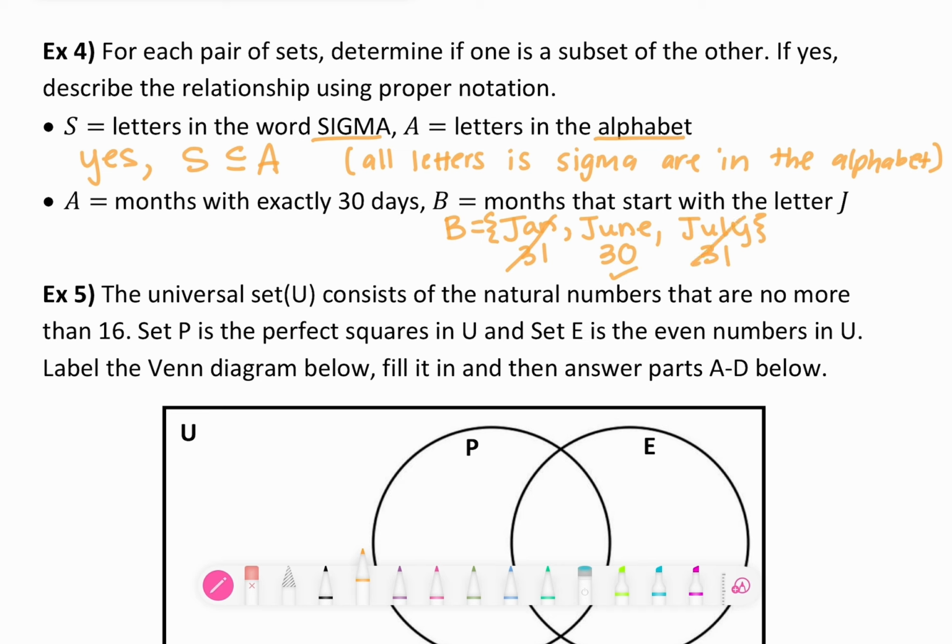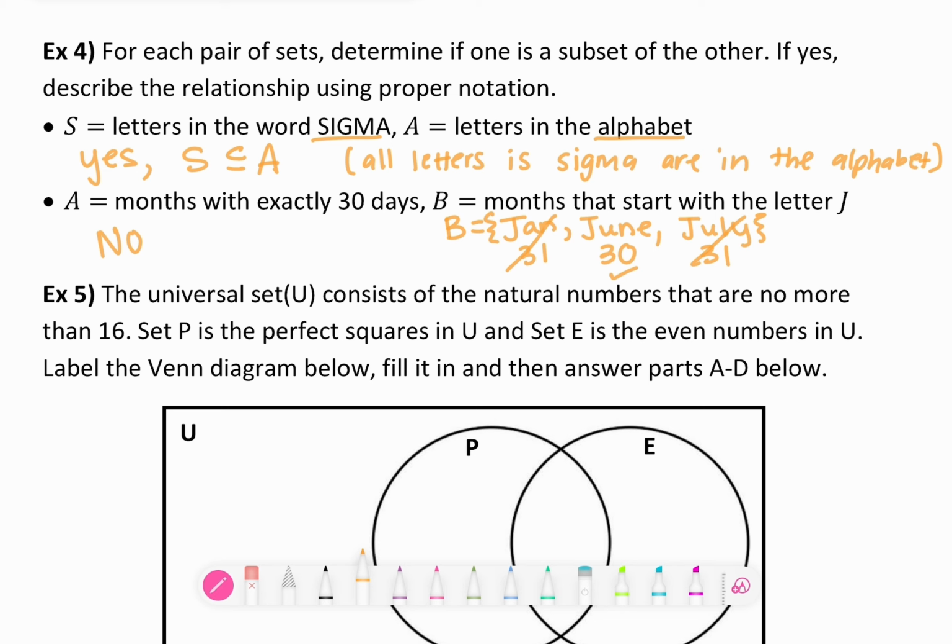That means that B is not a subset of A because it doesn't actually fit. And A can't be a subset of B because, again, that doesn't fit. The months with exactly 30 days, there's a bunch of them, and they're not all listed here. So this can't be a subset of that. So it looks like there is not a subset existing here between A and B. So I'll just write no. That's all we need to put there. No. And the reason is because January and July don't have exactly 30 days.